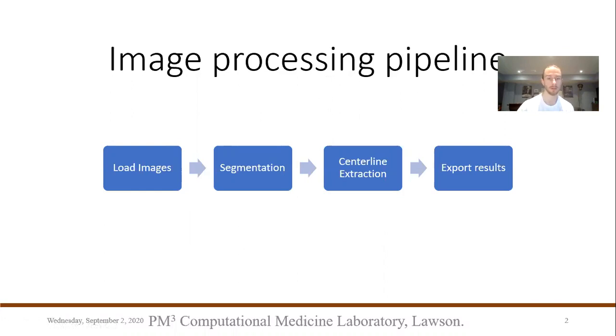So I'm just going to walk you through the image processing pipeline. This is a general outline of the processes that you're going to have to go through to get your segmentation and your centerline extraction. So first, you're going to have to load your images. This may seem very basic, but it can sometimes present some issues that I'll walk you through. Next is the actual segmentation, the centerline extraction, and then finally you're going to have to export your results into some sort of file.